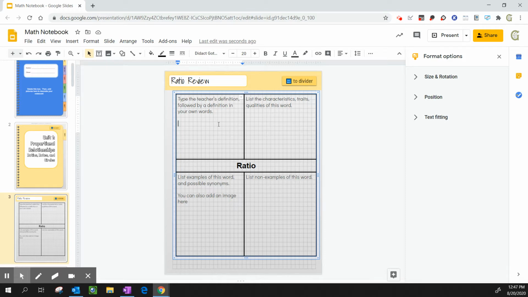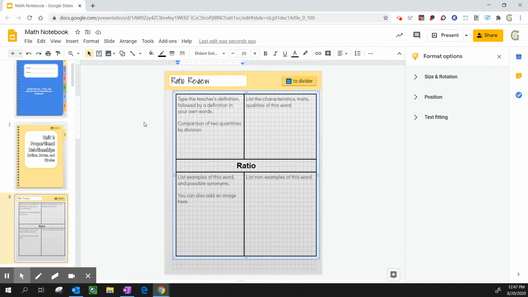A ratio is a comparison of two quantities by division. Remember always that you can pause if I'm getting ahead of you so that you can then stop and catch up with me. So, comparison of two quantities by division. Quantities is really just a fancy way to say things. And so we're going to compare two things using division.